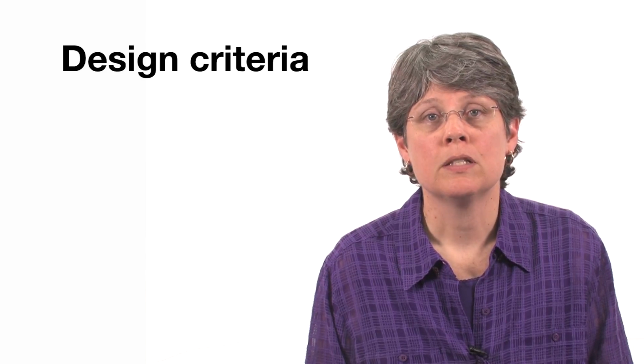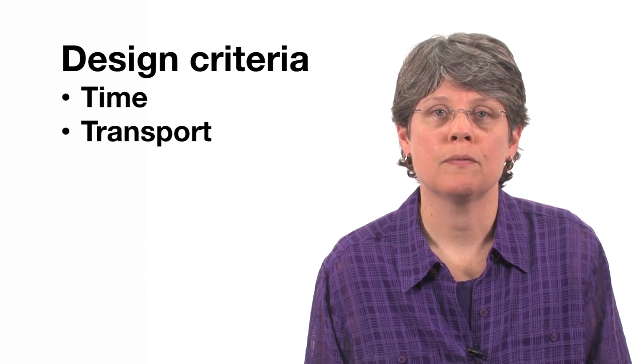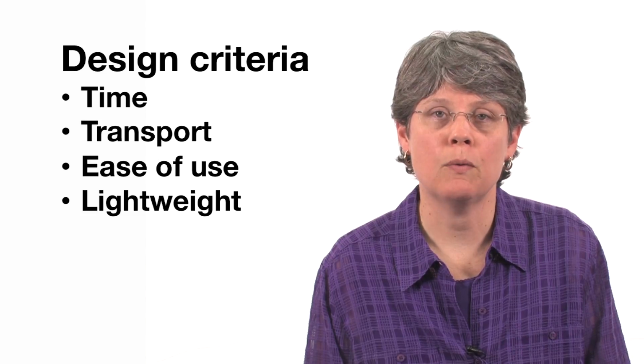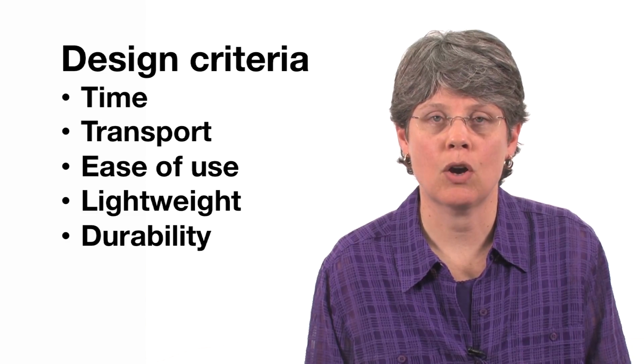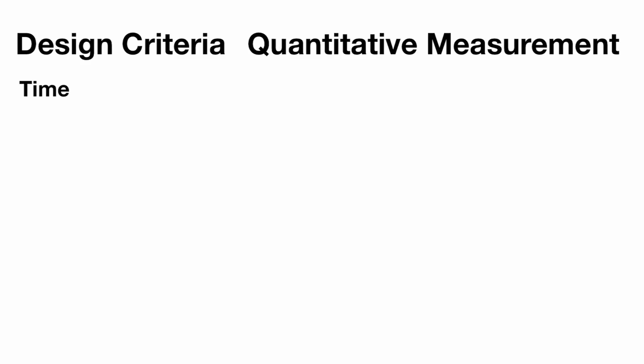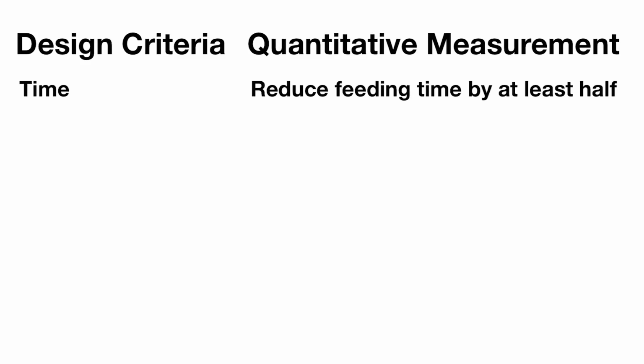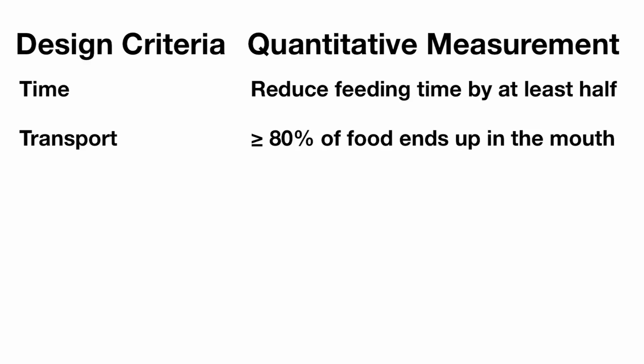We identified 6 design criteria: time, transport, ease of use, lightweight, durability, and cost. For feeding time, the design criteria is to reduce the time in half as compared to eating without a modified spoon. For successful transport, the design criteria is that 80% of the food that is gathered up by the spoon ends up in the individual's mouth.